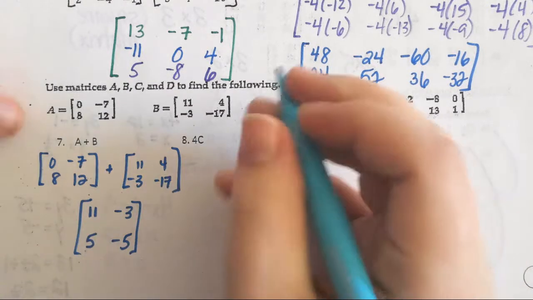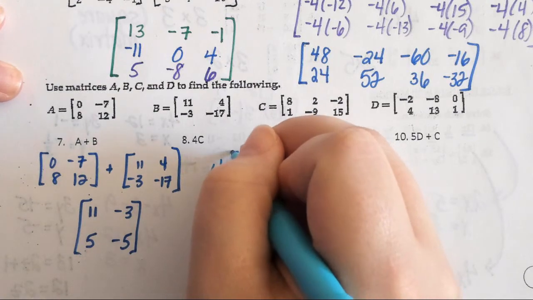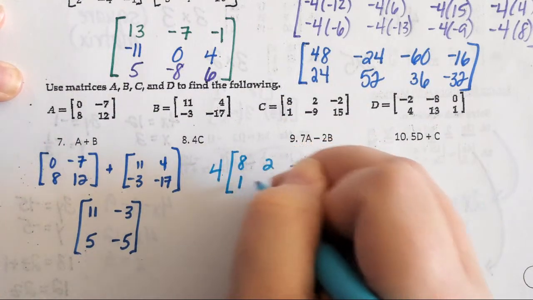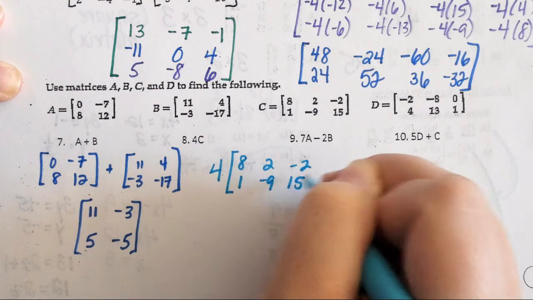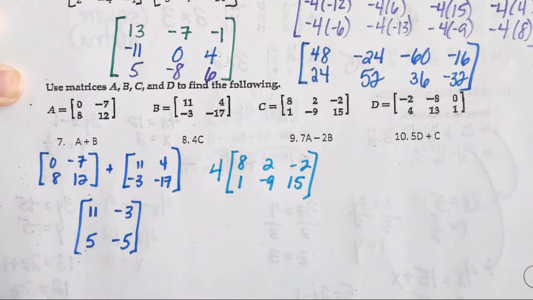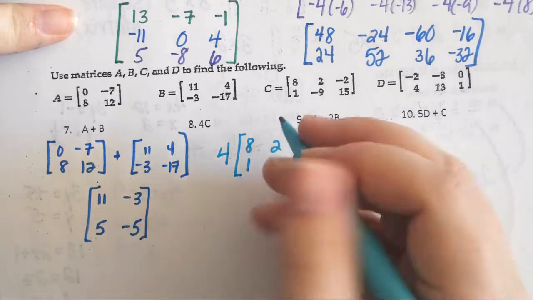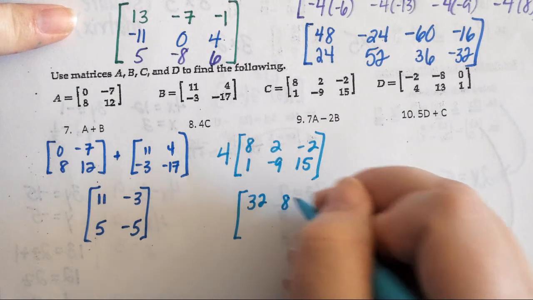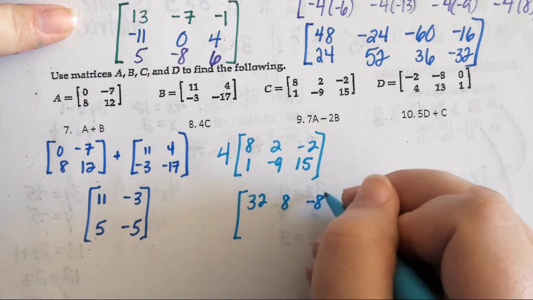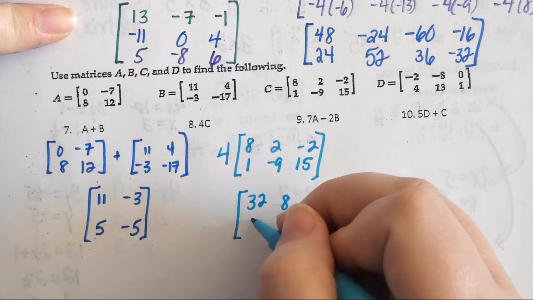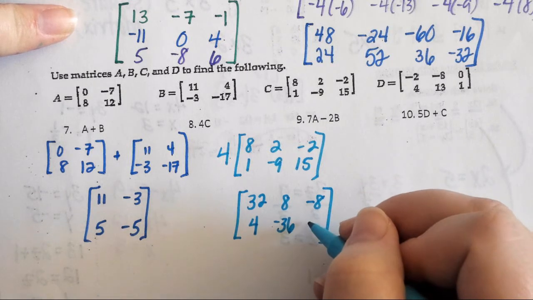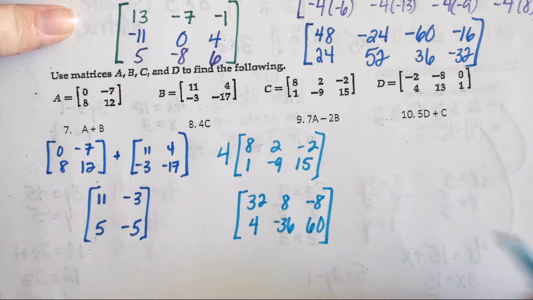Okay, number 8 wants to do 4 times C. Well, matrix C is 8, 2, negative 2, 1, negative 9, 15. So I'm going to multiply every element of that matrix times 4. So 4 times 8 is 32. 4 times 2 is 8. 4 times negative 2 is negative 8. 4 times 1 is 4. 4 times negative 9 is negative 36. 4 times 15 is 60. Woohoo!